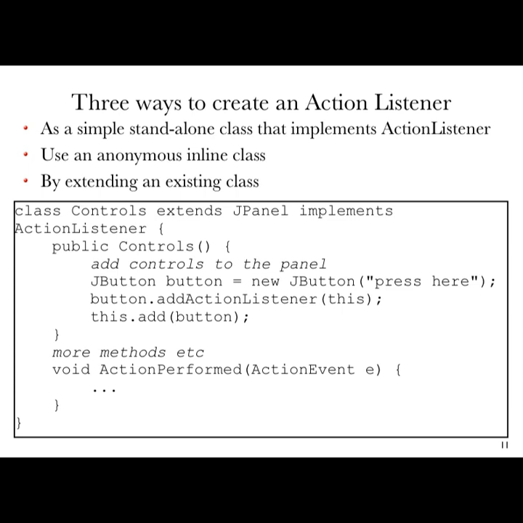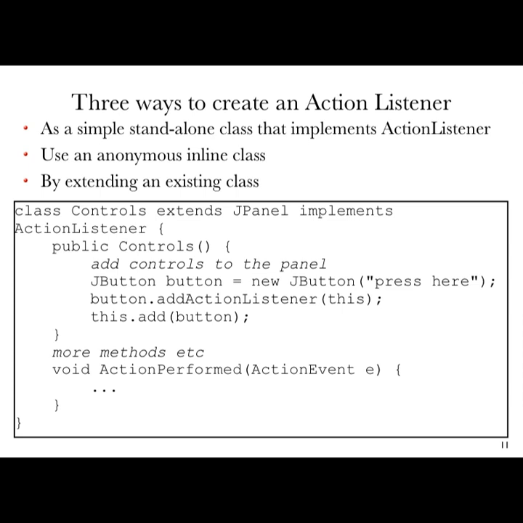So here's a simple example of just creating a class, a standalone class called Controls, that extends JPanel and implements ActionListener. We're going to do something very simple here. We've got a method that's a constructor, and this is going to be about adding controls to the panel. That's just a comment there.